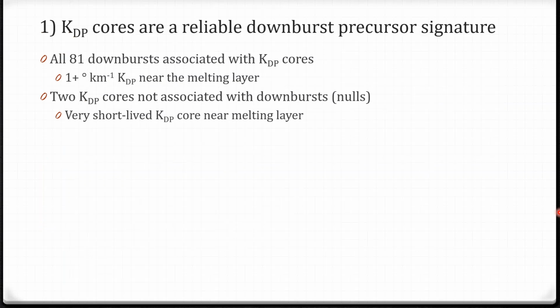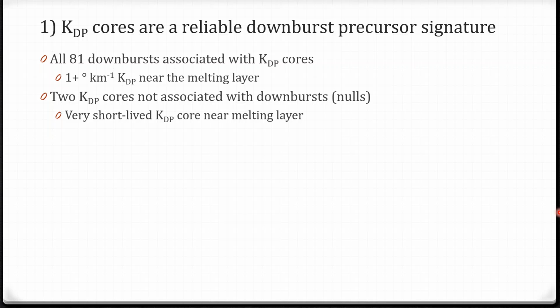So looking through each of these conclusions, in terms of it being a reliable precursor signature, all 81 downbursts that we looked at were associated with a KDP core. And when I say that, it just means that there was 1 degree per kilometer or greater KDP near the melting layer. And then in looking at all of these 24 different cases, we were only able to find 2 instances of a KDP core that was not associated with any kind of divergent signature at the surface.